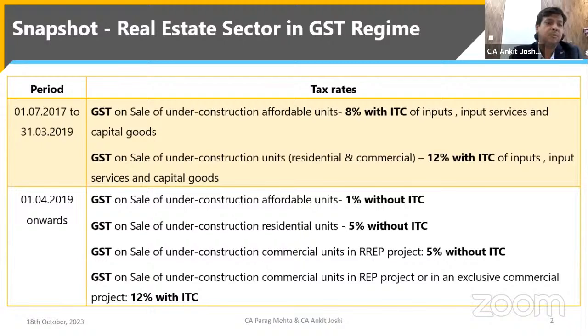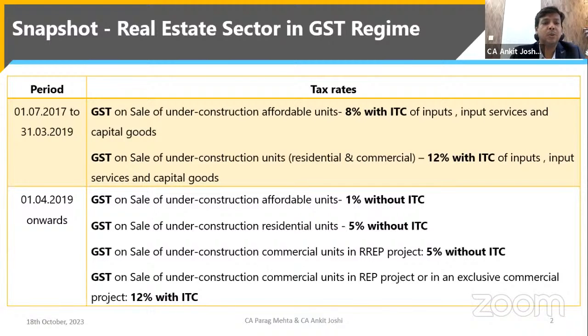However, from 1st April 2019, there was a drastic change. Just a synopsis, we will be covering the detail later on. In case of an under construction sale of flat for affordable units, GST was leviable only at the rate of 1%. In case of under construction residential flats other than affordable units, GST was 5%. In case of commercial units as a part of RREP projects, which is a residential real estate project where commercial area is less than 15%, again GST was charged at 5%. And in cases of under construction commercial units or exclusive commercial projects, in case of REP projects, GST was charged at 12%.